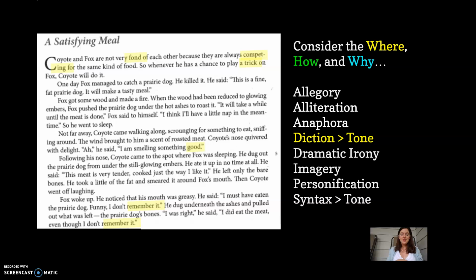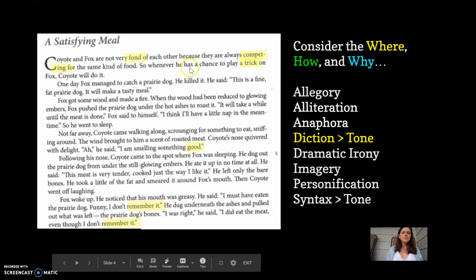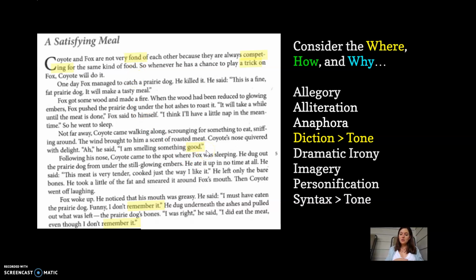Diction is word choice, and this is made up of words, and therefore every single word is an aspect of diction. I did want to point out a couple that I thought were worthy diction moments, and so we see words such as fond, good, and so these are very simple words. Good is about as simple as it gets. Fond is slightly more elevated in diction, but it's still a very small word.